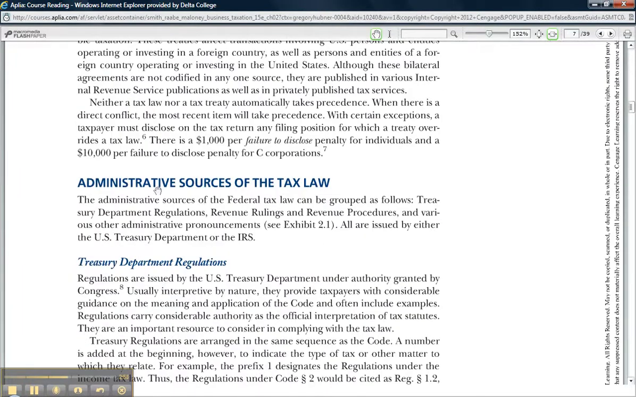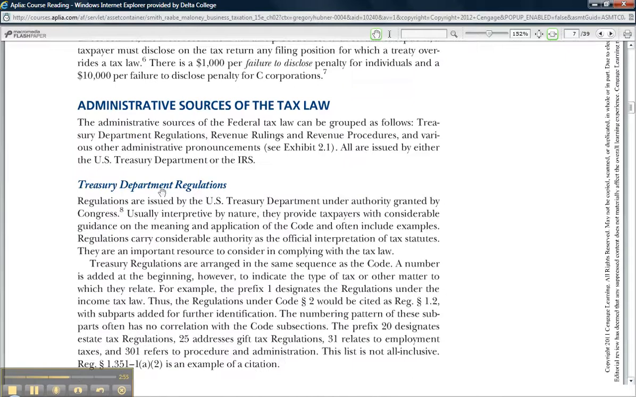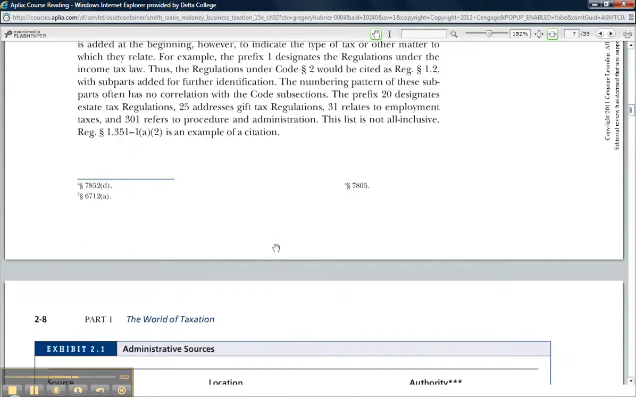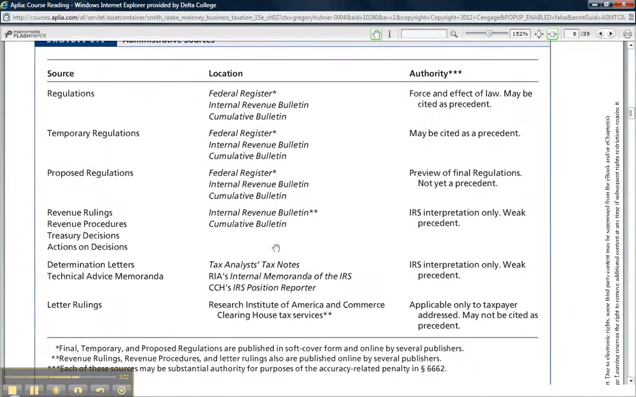Then you move into administrative sources of law. These are explanations of the laws themselves in various formats. So Treasury Department or IRS regulations. Regulations, that's the proper name for interpretive guidance offered by the IRS that explains what a law means. These include examples and are very, very helpful in understanding what the Internal Revenue Code is trying to say. There are different kinds of regulations, so you should read through those.